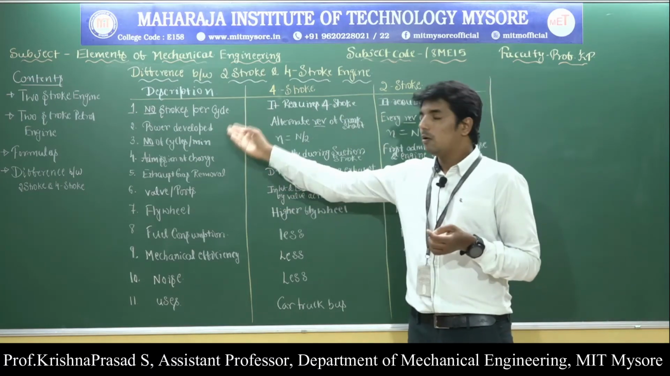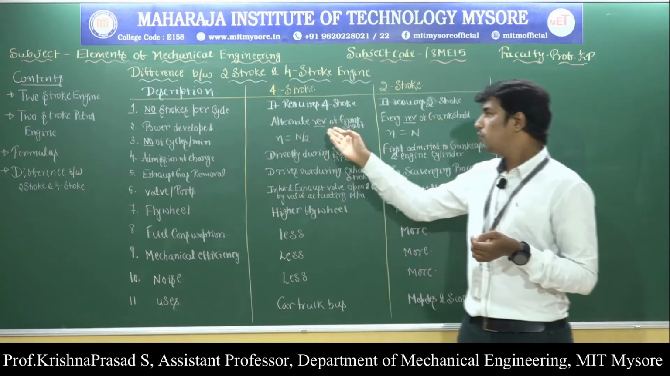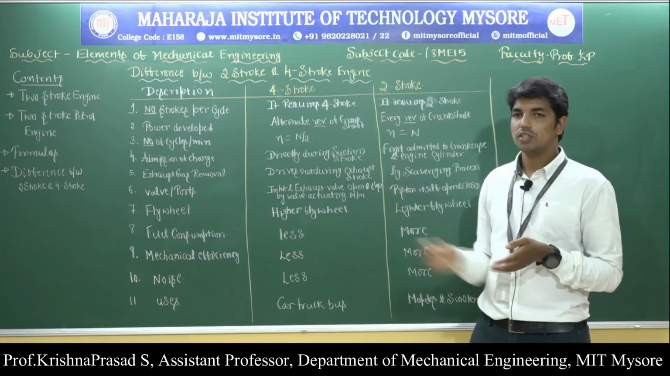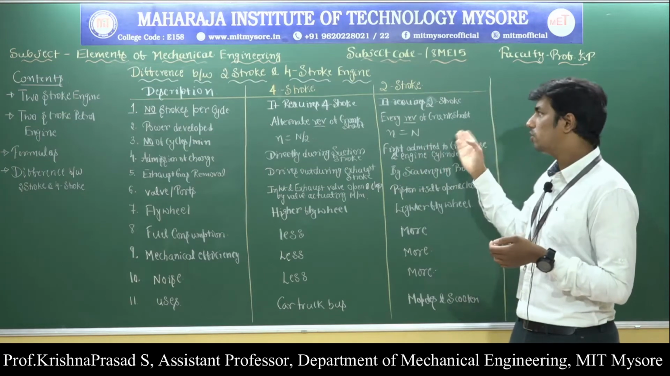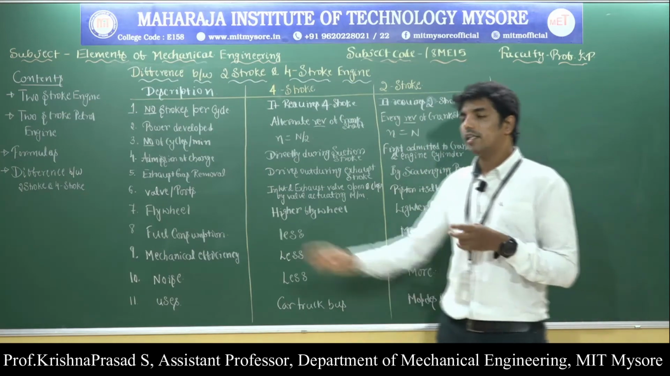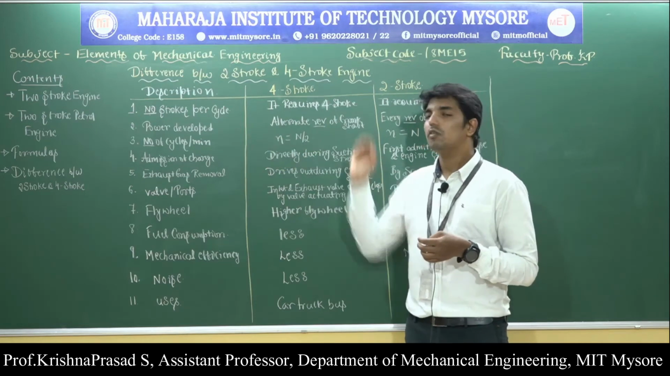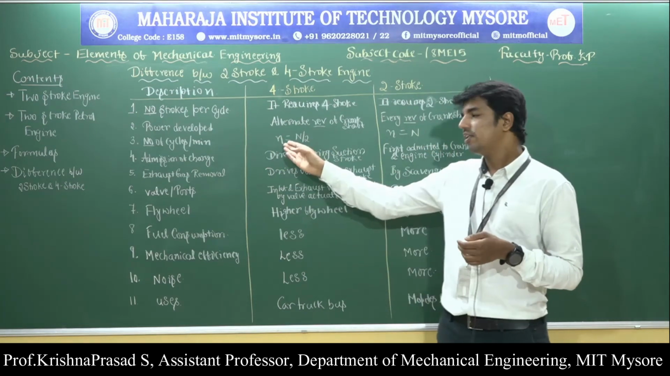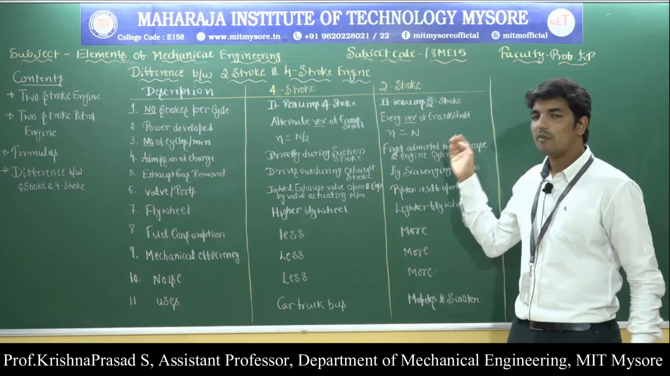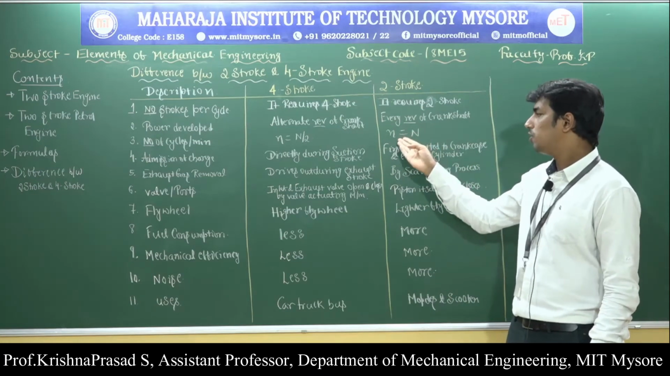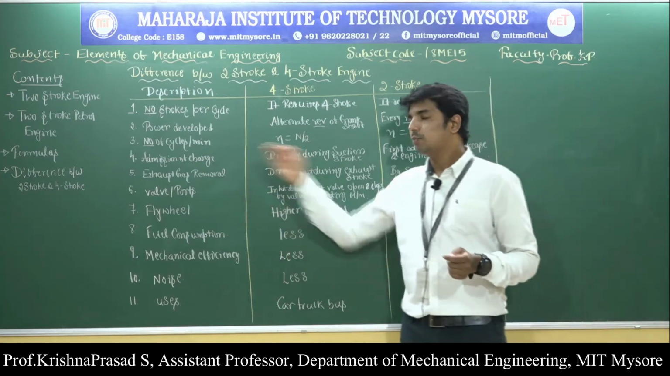And here, power is developed in the 4-stroke engine on alternate revolutions of the crankshaft. But in the 2-stroke engine, power is developed on every revolution of the crankshaft. The number of cycles per minute in the 4-stroke engine, called small n, is equal to capital N by 2. Here, for every revolution of the crankshaft power is developed, therefore small n is equal to capital N.